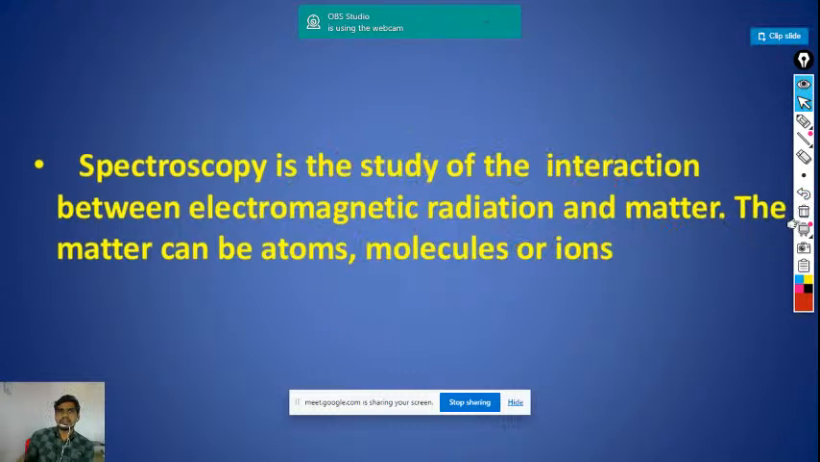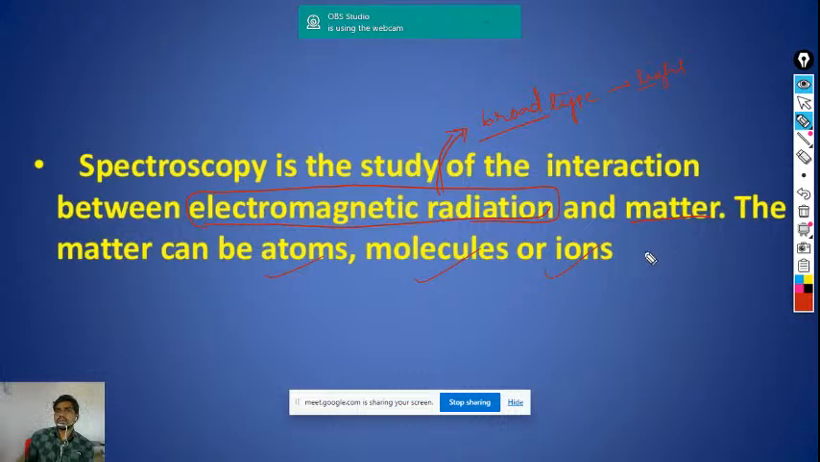Here is the definition. Light is generally called electromagnetic radiation. Electromagnetic radiation is a broad type of radiation, and among that, light is one type. So we are going to study the electromagnetic radiation, what it could be. And matter can be an atom, a molecule, an ion, or can be a gas, a solid, or a liquid.